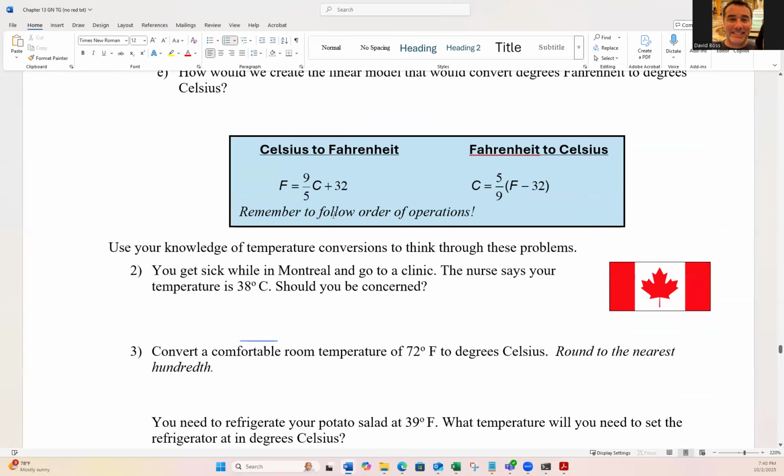So we have 2 equations, one that goes Celsius to Fahrenheit. You plug in the Celsius, it gives you the Fahrenheit. This one, you plug in the Fahrenheit, it gives you the Celsius.